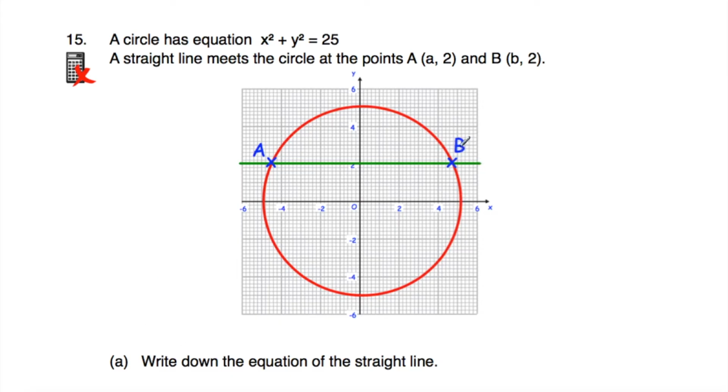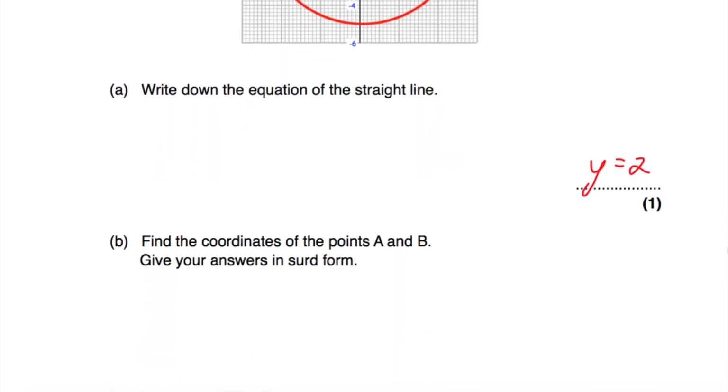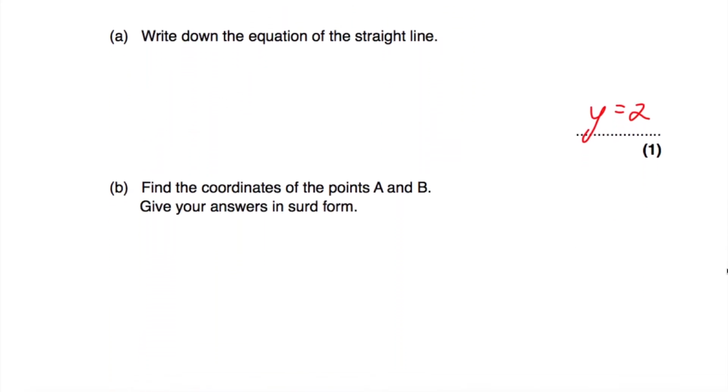So we know this point has got a height of 2, and this point's got a height of 2, and it's a horizontal line going through 2 on the y-axis. So the equation of that line would be y equals 2. So that's the equation of that horizontal line. So let's write that down. y equals 2. Okay, part B. Part B says write down the coordinates of the points A and B and to give our answer in surd form.